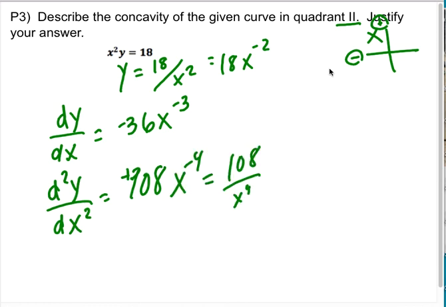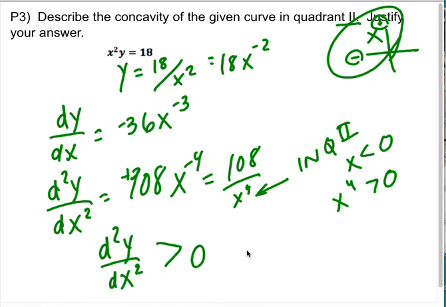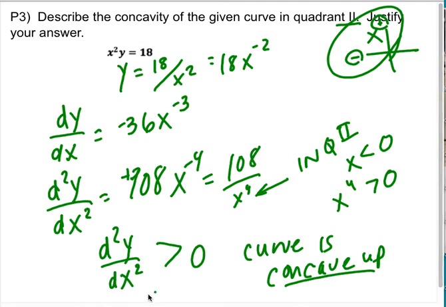Well, in quadrant 2, x is less than 0, but x to the fourth would be greater than 0. So d squared y dx squared is going to be greater than 0. So the curve is concave up. Now, let's say you had not been able to solve that for y. So that's my answer.